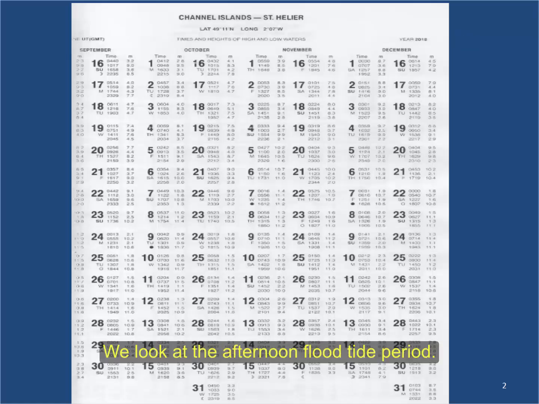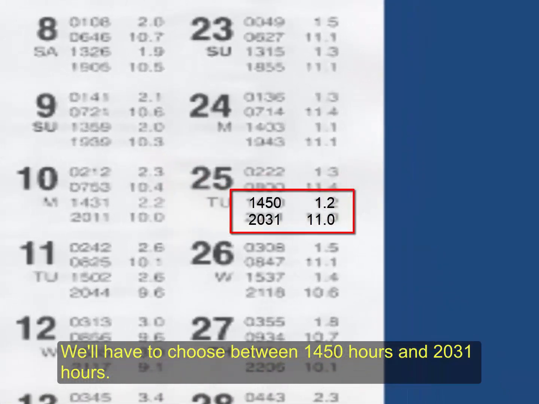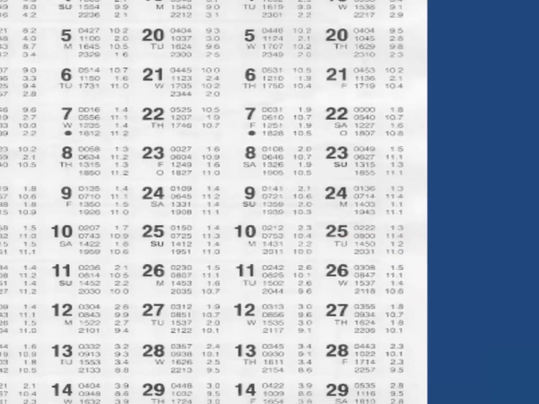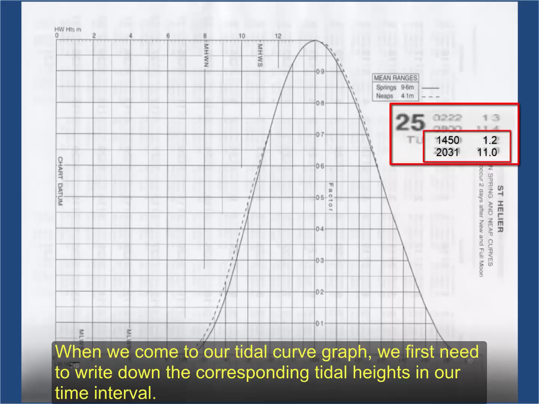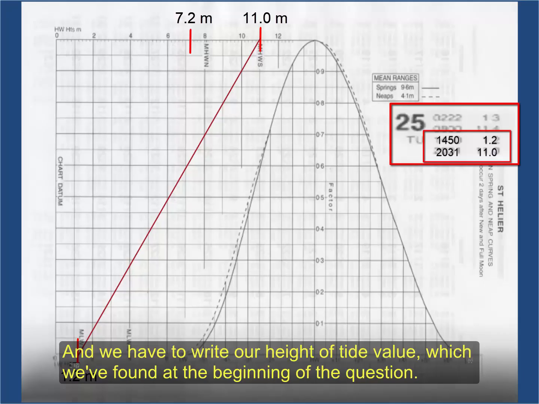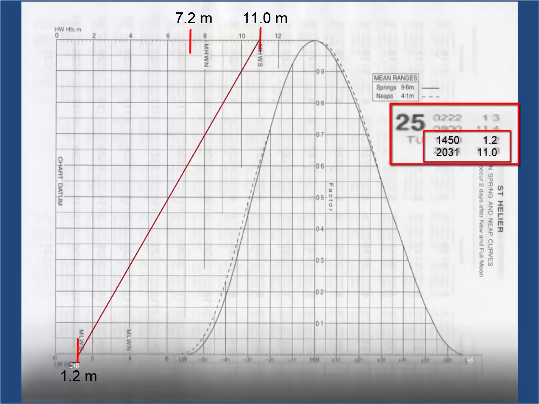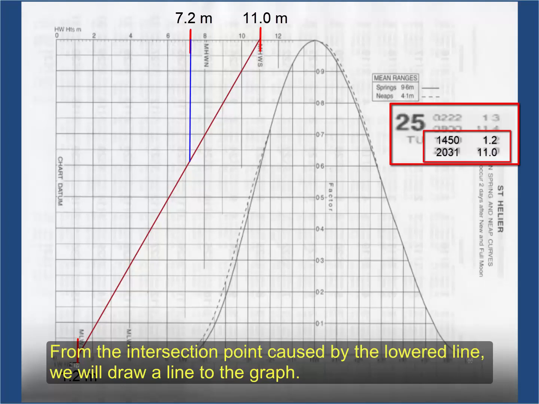For December 25th, we look at the afternoon flood tide period. We'll have to choose between 1450 hours and 2031 hours. When we come to our tidal curve graph, we first need to write down the corresponding tidal heights in our time interval. And we have to write our height of tide value, which we've found at the beginning of the question. When we use the curve graph, we will lower a line from the desired tidal height value to the line we drew between the high water value and the low water value. From the intersection point caused by the lowered line, we will draw a line to the graph.